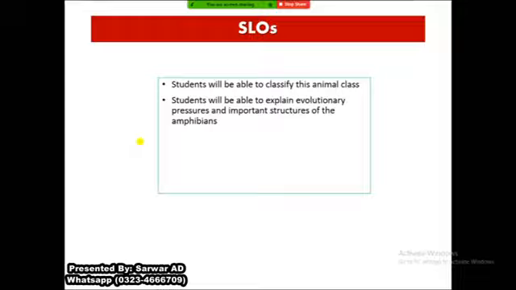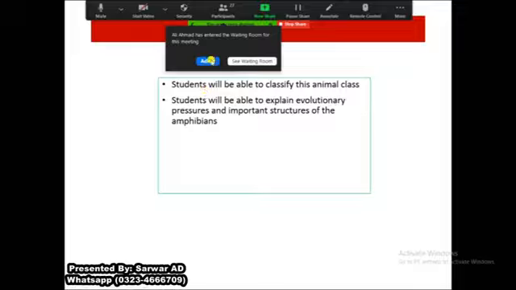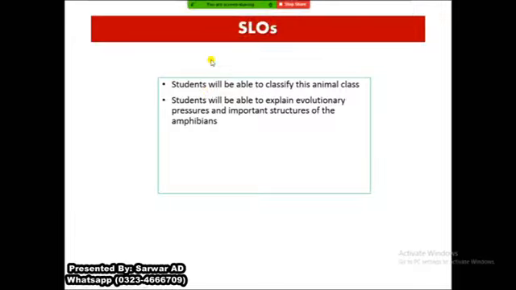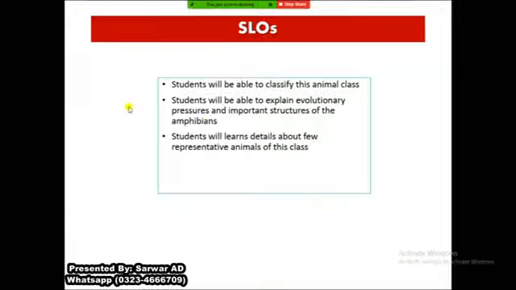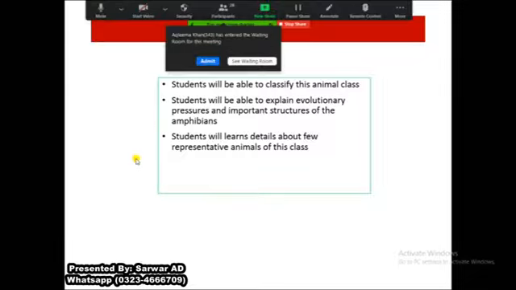You will also learn about the evolutionary pressure and the important structures of the amphibians which are required to live on land in amphibious condition, like a dual environment. The animal may be living in fresh water, or it may be present on the land. They need various types of adaptation for leading such a dual life. What these adaptations are, you will learn here under evolutionary pressures. And finally students will learn about a few representative animals of this class, the amphibians.